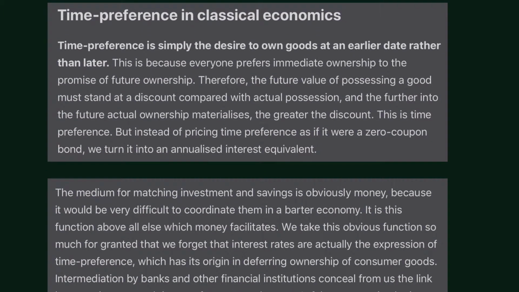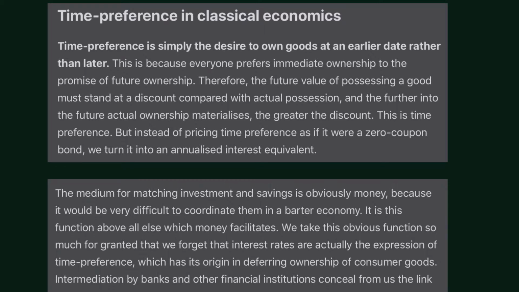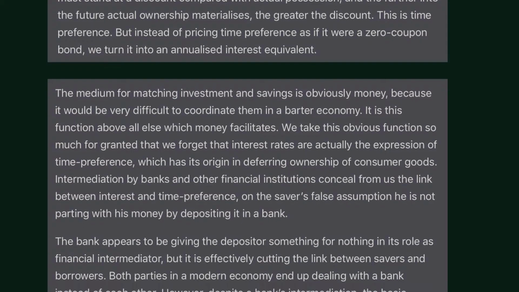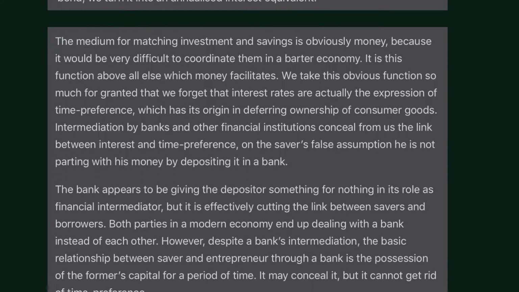Time preference in classical economics. Time preference is simply the desire to own goods at an earlier date rather than later. This is because everyone prefers immediate ownership to the promise of future ownership. Therefore, the future value of possessing a good must stand at a discount compared with actual possession, and the further into the future actual ownership materializes, the greater the discount. This is time preference, but instead of pricing time preference as if it were a zero coupon bond, we turn it into an annualized interest equivalent.